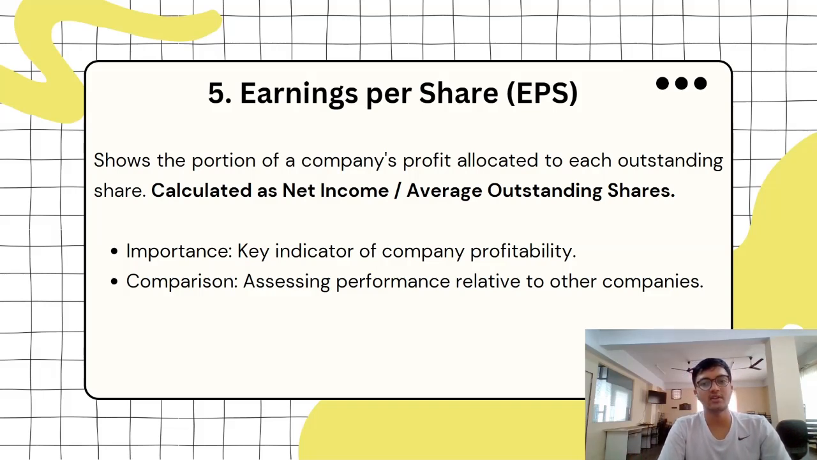So net income divided by the average outstanding shares. For example, I had some outstanding shares in the last financial year, and I have some outstanding shares in this financial year. I will sum them up and divide by two. We basically take an average of this and divide the net income by the average outstanding shares. Then I'll arrive at earning per share. So how much the company is earning per share.